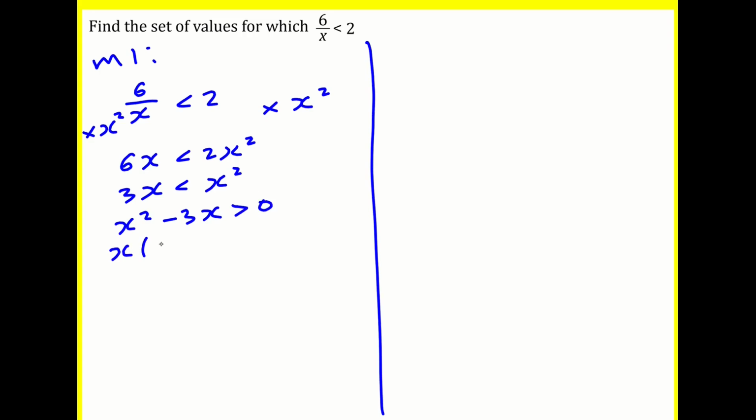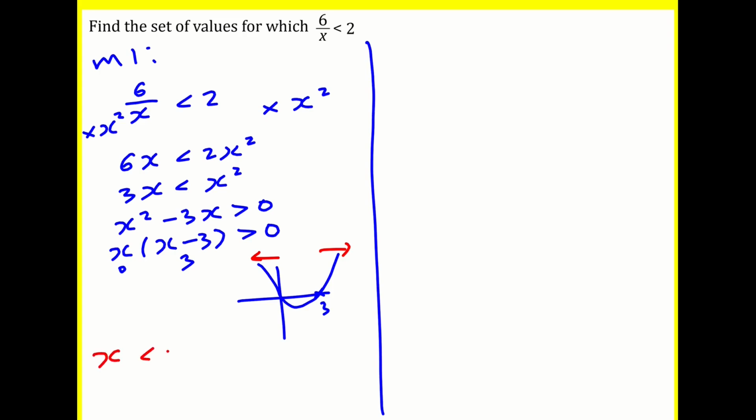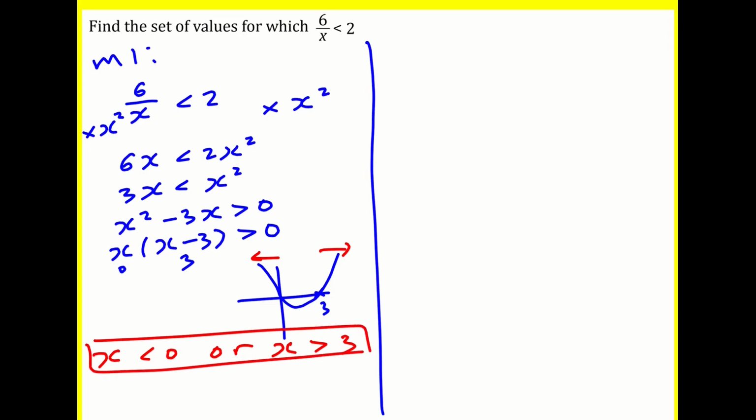To solve this quadratic inequality, find the roots. So factorize, there's a common factor of x, which gives roots as 0 and 3. It's going to go through the origin and 3, but this time we're interested in where it's greater than 0, so it's going to be this way and this way. Therefore, I'm going to get that x is less than 0 or x is greater than 3. Of course, we could write this using set notation, interval notation instead.